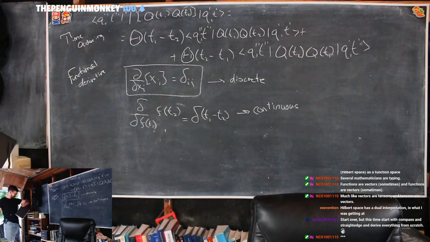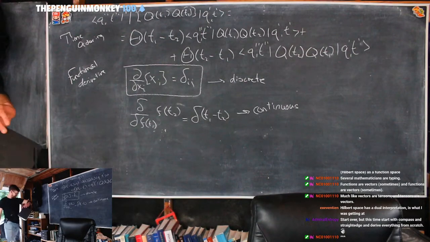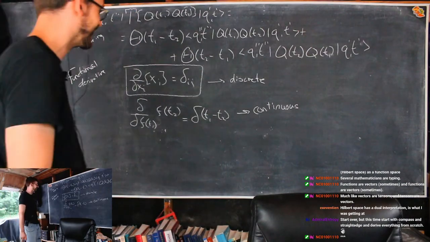Hilbert space dual interpretation is what I was getting at. Start over, but this time with a compass and straight edge and derive everything from scratch.